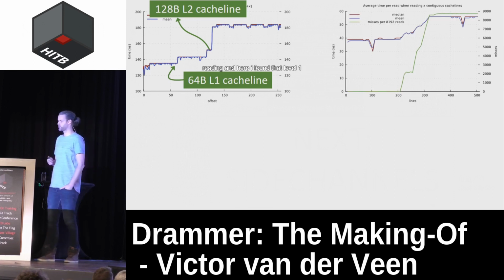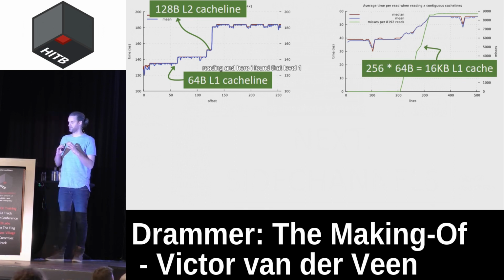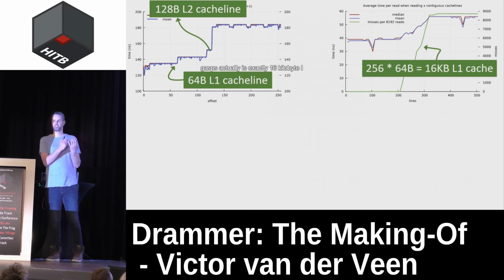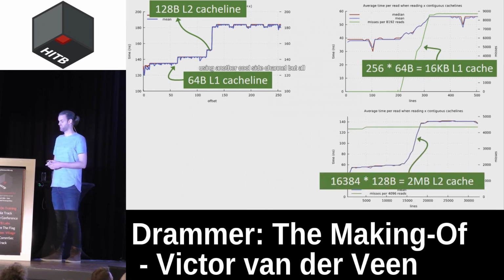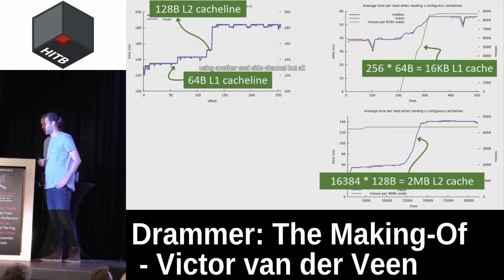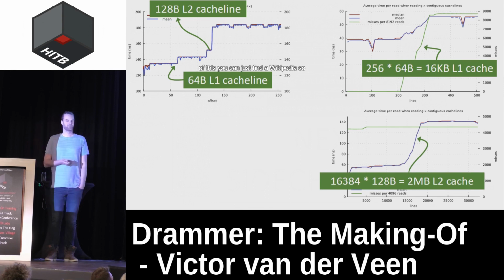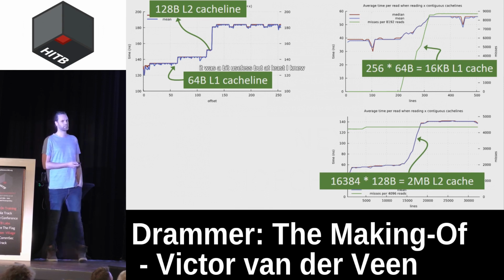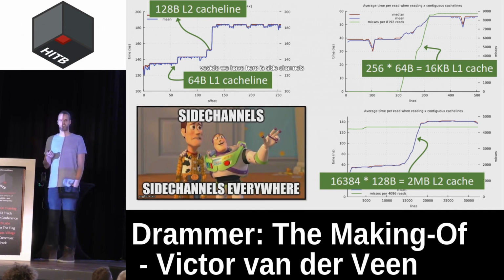I did more side channels, more reading, and here I found that the level 1 cache is exactly 16 kilobytes. I found that the level 2 cache is 2 megabytes, using another cool side channel. But all of this you can just find on Wikipedia. So it was a bit useless, but at least I knew that I was using the correct data. Basically, what we have here is side channels and more side channels.